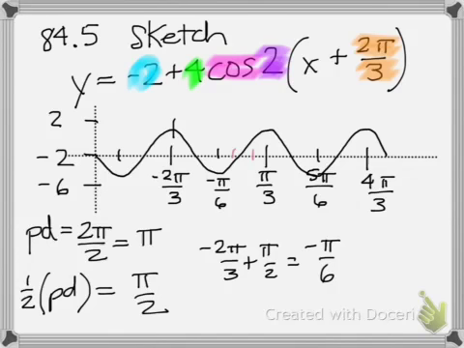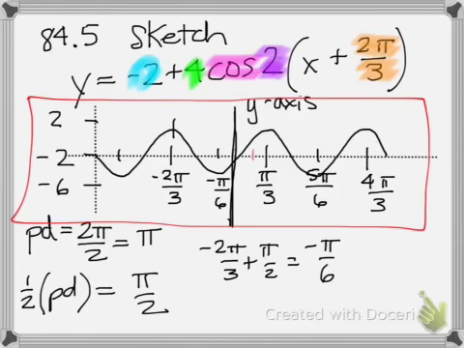The last thing that we're going to do is try to figure out where 0 is. So 0 is in between negative pi over 6 and pi over 3. We can divide that into thirds. Between negative pi over 6 and pi over 3, there are 3 pieces. And we're going to put the y-axis about 1/3 of the way. And that's it.